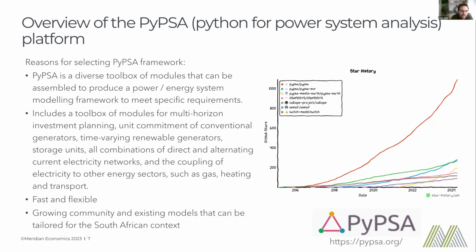So in terms of the PyPSA platform itself, PyPSA can be thought of as a toolbox. And there's a range of different modules that you can take from that toolbox and then assemble to produce a power or energy system model. So it's not specifically only focused on capacity expansion planning, but that's the area that we use it most for. But really, it can do anything from intertemporal optimization, so perfect foresight, multi-horizon planning. There's also modules that can look at unit commitment and more resource adequacy modeling, shorter dispatch rolling horizons, for example.